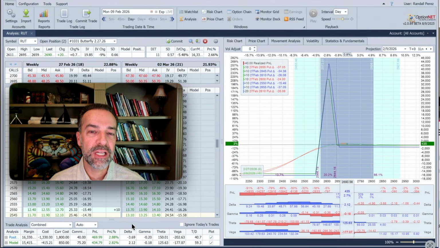Another reason I did this adjustment is because of delta. Notice the market had gone up. The Russell had gone up in price. And as a result, my delta has switched from a positive delta to a negative delta, as you see down here. This is negative 3.69. That's the delta before I did this adjustment.